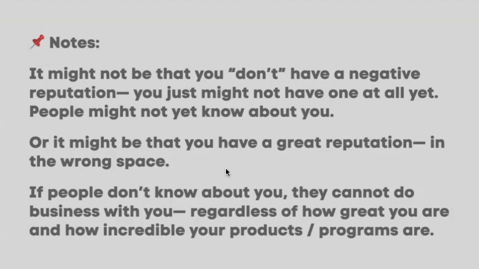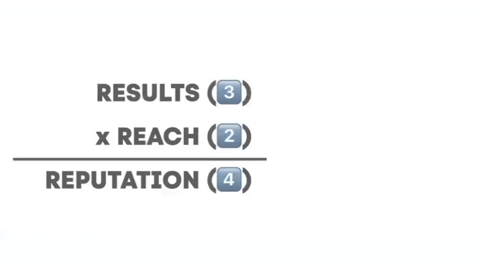Or it could be that you have a great reputation, but you've been marketing in the wrong space. You've been marketing to a small subset of people, and now you've got to get that message to a whole other group of people. You're not in the wrong space in the sense that it's bad people. There are just more people you have to connect with. And what we say here is, if people don't know about you, they can't do business with you, regardless of how great you are, regardless of how incredible your products or programs are. So results are important. Reach is important. You have to hold it all in perspective.